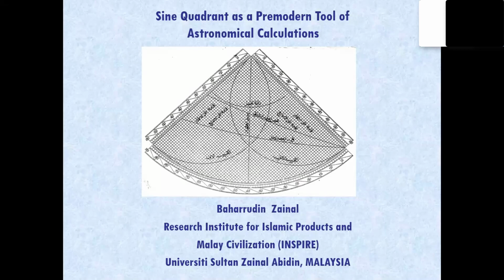Sine Quadrant as a pre-modern tool of astronomical calculation. In Malay, we use the word falak for astronomy, and this instrument we call Rubuk Mujayab. It's a part of the astrolabe.